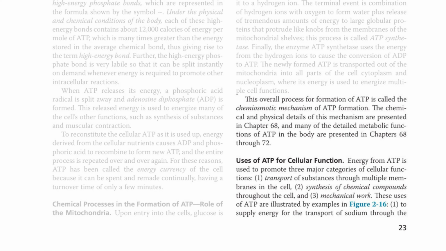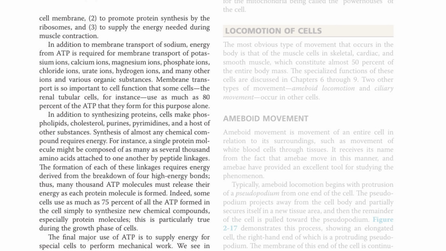Uses of ADP for cellular function. Energy from ADP is used to promote three major categories of cellular functions: 1. Transport of substances through multiple membranes in the cell. 2. Synthesis of chemical compounds throughout the cell. And 3. Mechanical work. These uses of ADP are illustrated by examples in Figure 2-16: 1. To supply energy for the transport of sodium through the cell membrane. 2. To promote protein synthesis by the ribosomes. And 3. To supply the energy needed during muscle contraction.